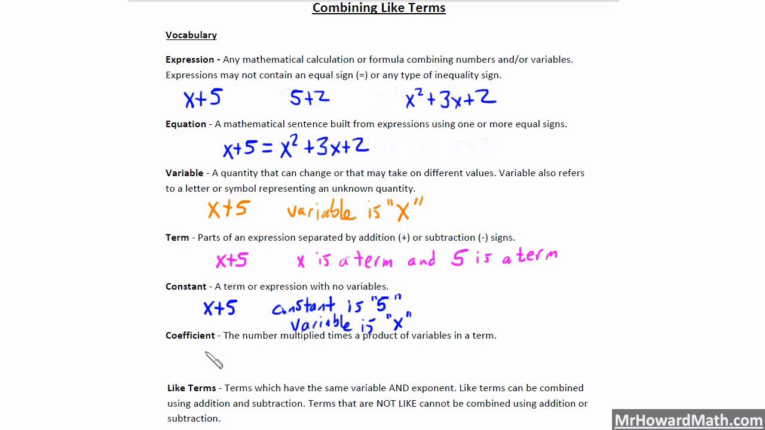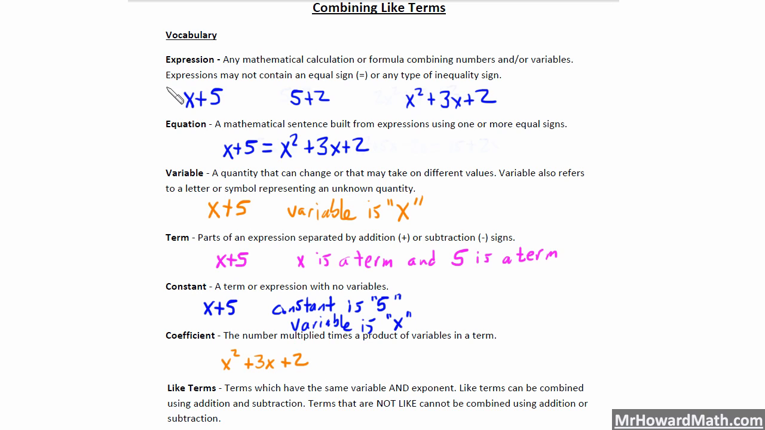All right, the next vocabulary word is coefficient. The number multiplied times a product of variables in a term. All right, so let's write out an expression and identify some coefficients. Well, let's use the one that we had up here. We'll just use this one right up here. So let's write that: x squared plus 3x plus 2.